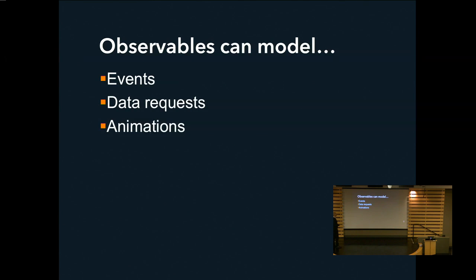So observables are capable of modeling events, data requests, and animations. And because observables can model each of these three things and compose them together very easily, you can see how it can be a very useful building block for building UIs. Because what's UIs other than events, data requests, and animations?